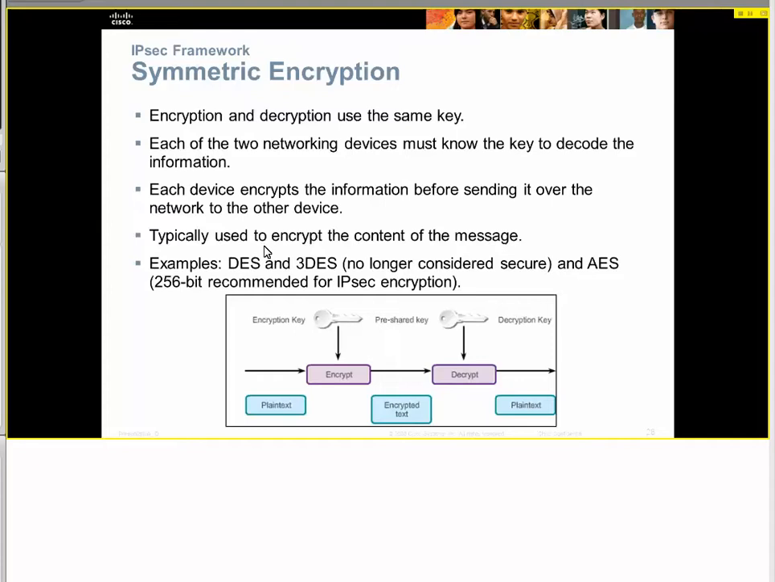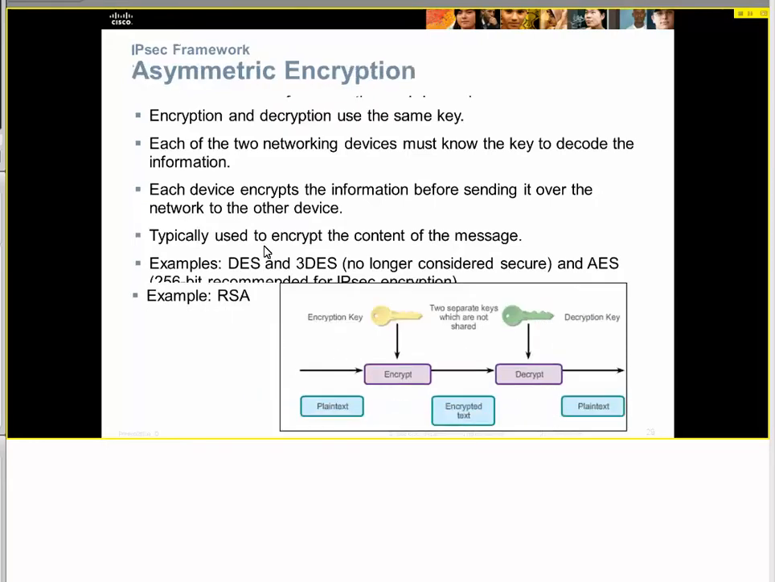You have a very secure environment. So if your VPN devices at both ends support AES encryption, go ahead and use it. All three, DES, triple DES, and AES, are symmetric keys. You use the same key to encrypt and the same key to decrypt. That is usually considered to be a pre-shared key.